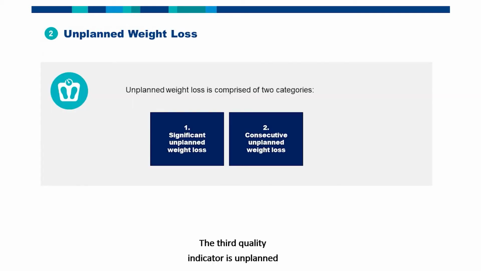The third quality indicator is unplanned weight loss. Unplanned weight loss results from a deficiency in a person's dietary intake relative to their needs and may be a symptom or consequence of disease. For the purposes of the QI program, unplanned weight loss is weight loss where there is no written strategy or ongoing record relating to planned weight loss for the care recipient.